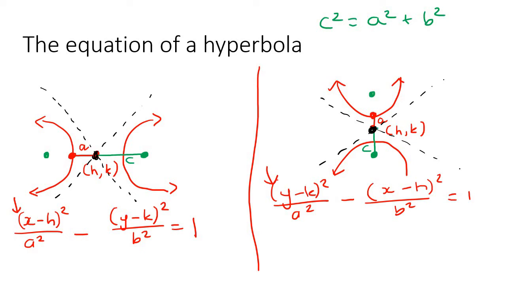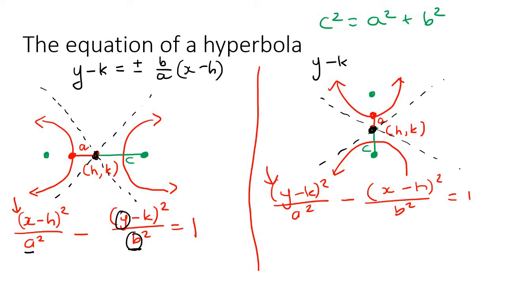To work out those equations, you're going to say y minus k equals plus and minus, and then you're going to look at the a and the b, and you're always going to take the y first. So the y is b, so you're going to say b over a, and then bracket x minus h. For this one, you're going to say y minus k equals plus minus, and you're always going to take the y first. So in this case, it's a first, and then bracket x minus h.